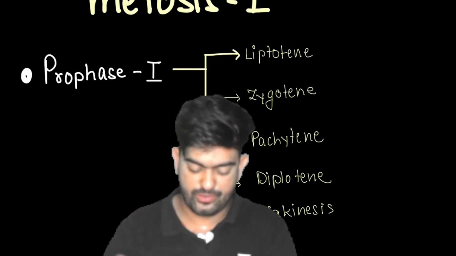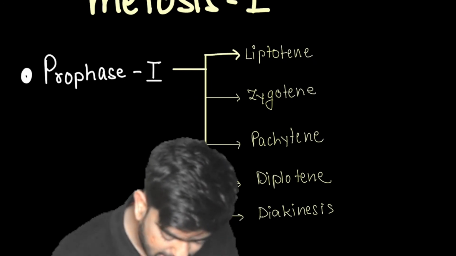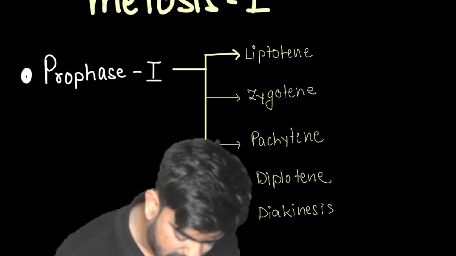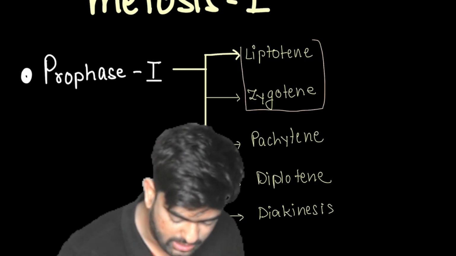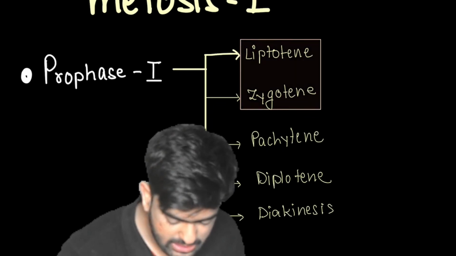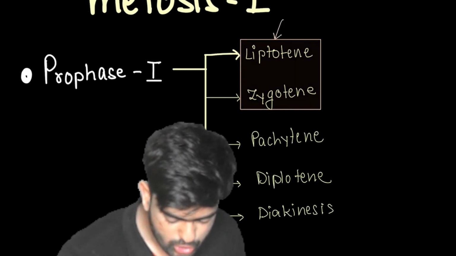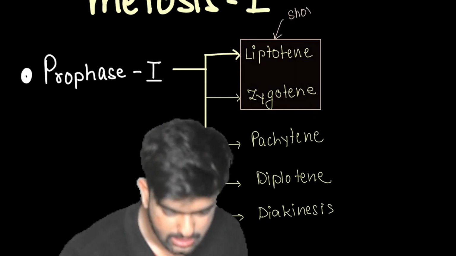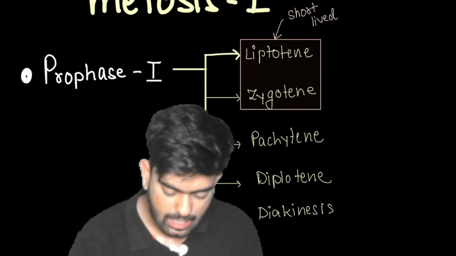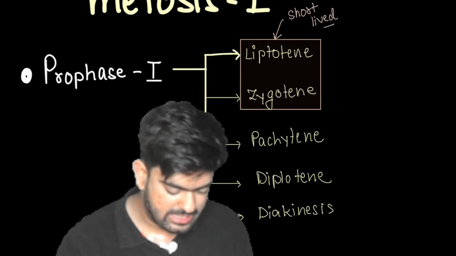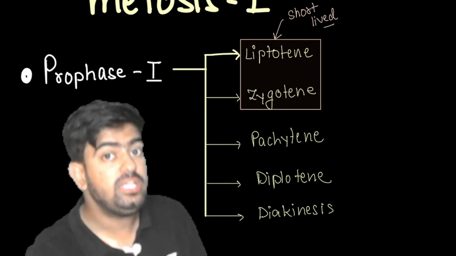So, stay concentrated. This leptotene and zygotene is basically what? They're short-lived. They are not very long. So, let's write here. These stages are short-lived. Okay, sir? We understood that they are short-lived. Now, what happens in these stages?